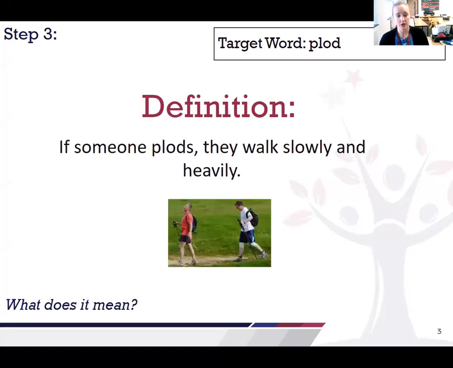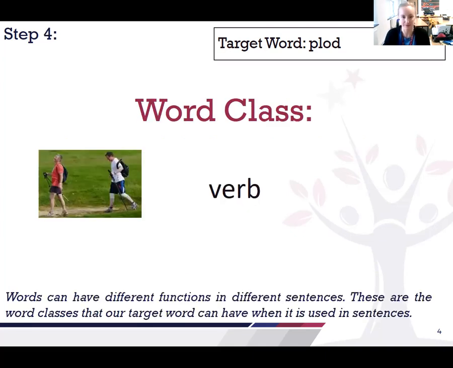So the definition of this meaning is, if someone is plodding along, then we say that they are walking slowly and heavily, okay? So a bit like stomping. If you're plodding along, you're walking slowly and heavily. You might be doing a really, really long distance walk or a distance run, so you need to plod your way through it, just like these walkers are doing in the picture on the screen.